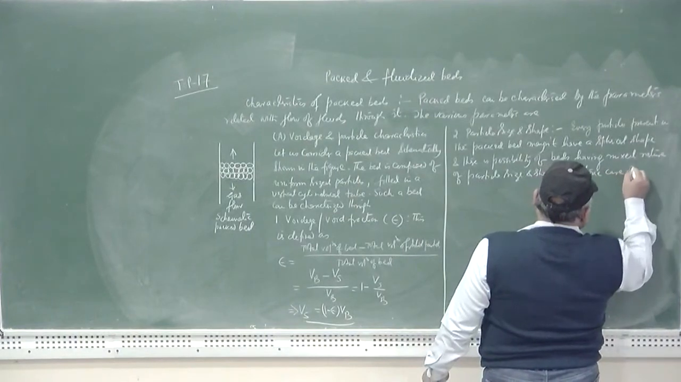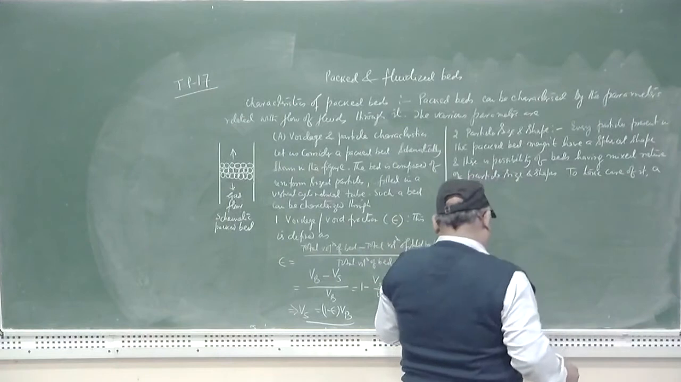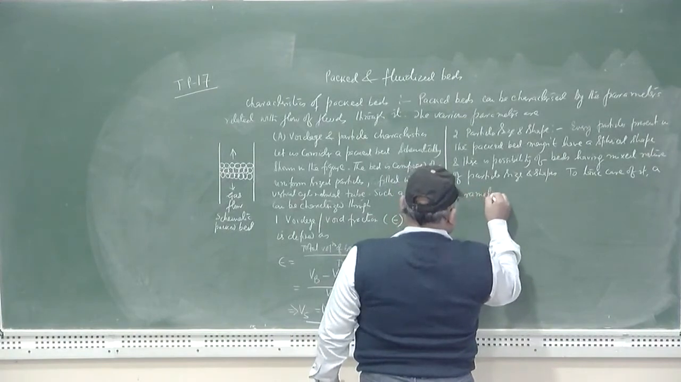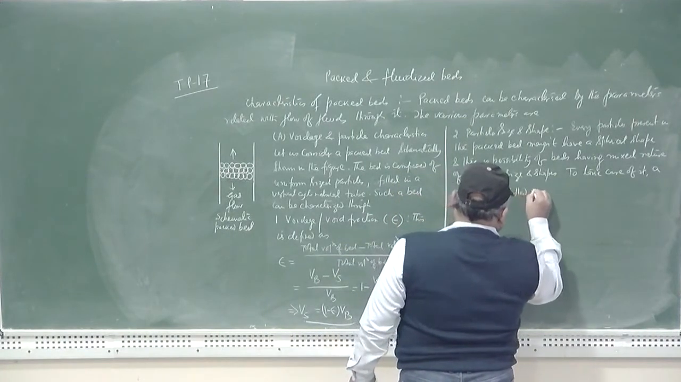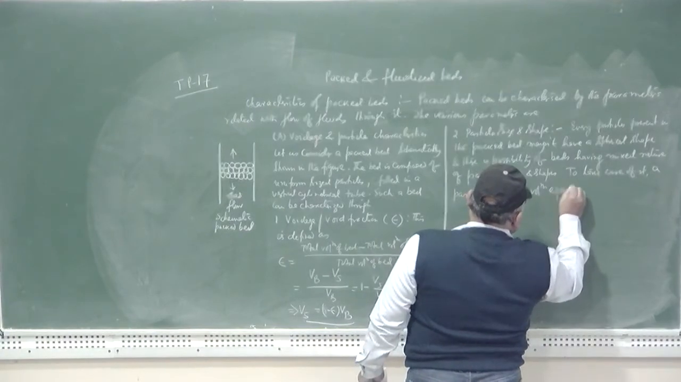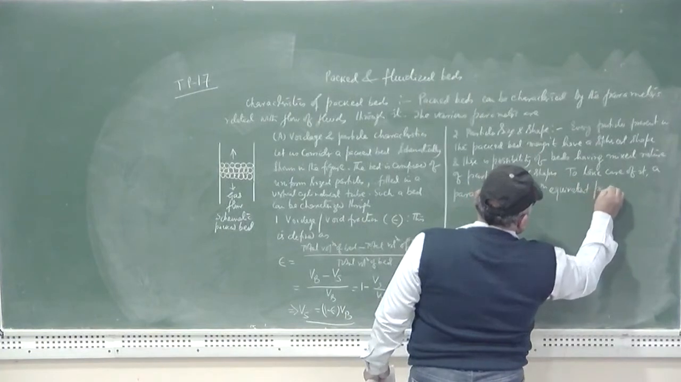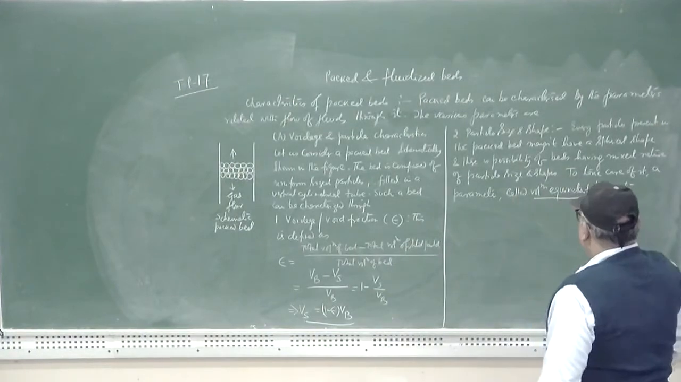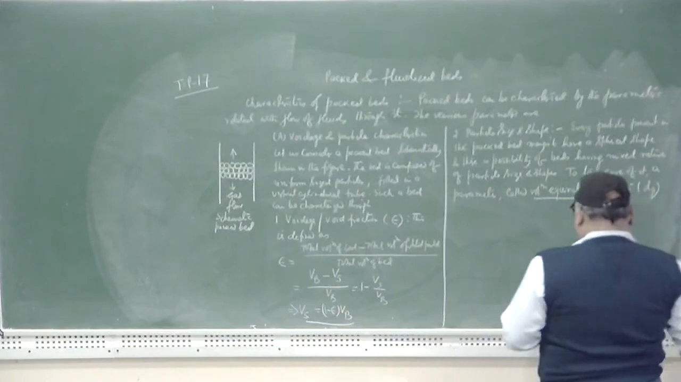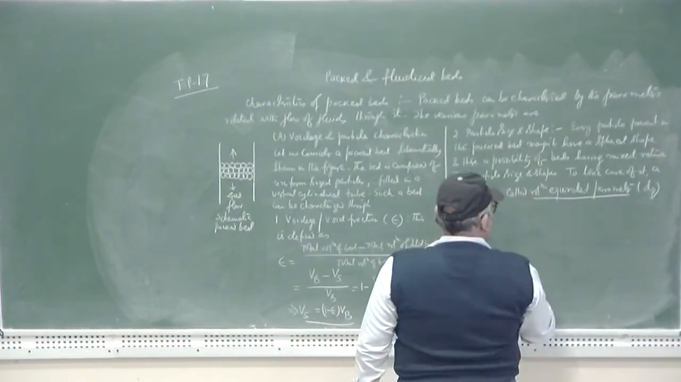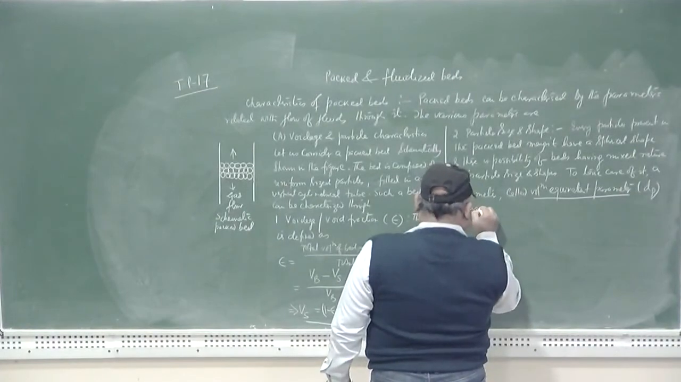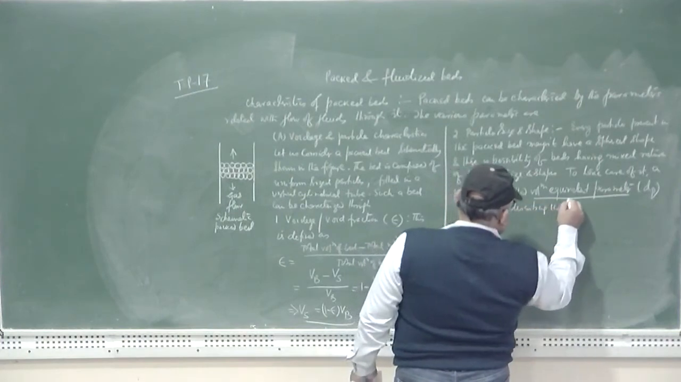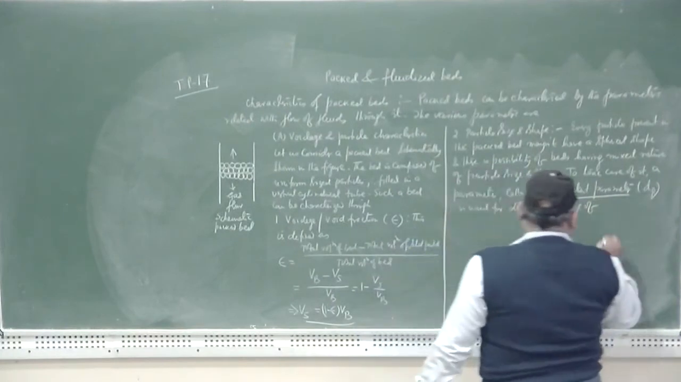To take care of it, a parameter called the volume equivalent parameter, a very important parameter, is used. That is called the volume equivalent parameter. This is denoted by the letter dp, and is used for describing the size of non-spherical particles.